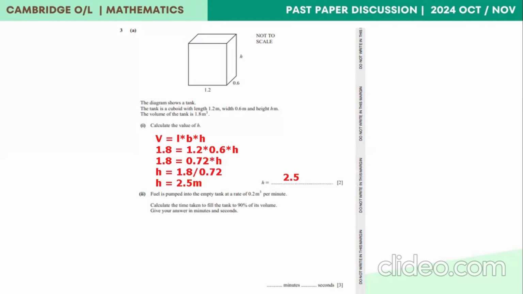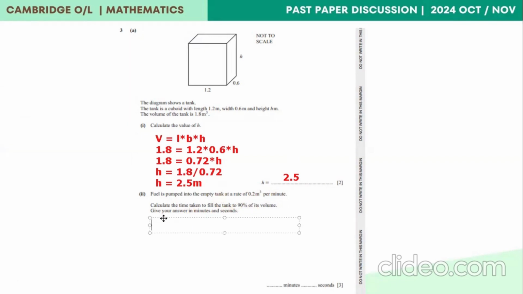So next question. Fuel is pumped into the empty tank at a rate of 0.2 meter cube per minute. Calculate the time taken to fill the tank to 90% of its volume. So for 1 minute, it pumps 0.2 meter cube. We have to calculate the time taken to fill the tank to 90% of its volume. So our first step is to find the 90% of the volume.